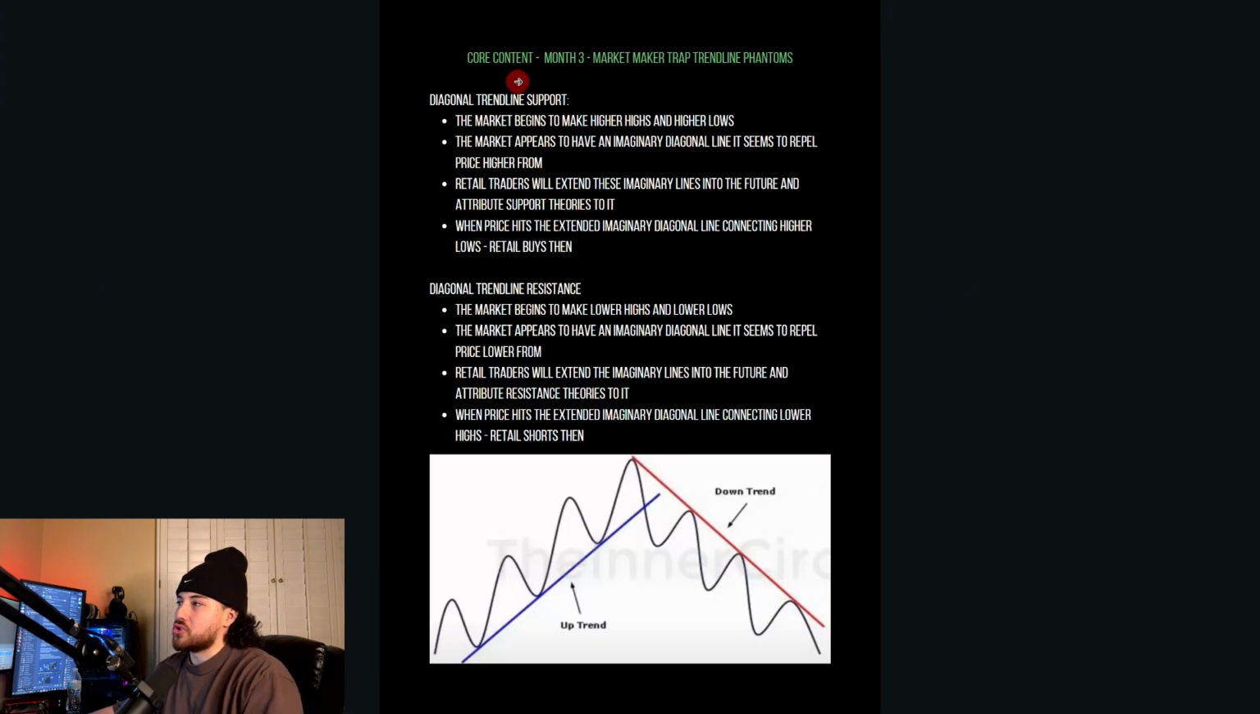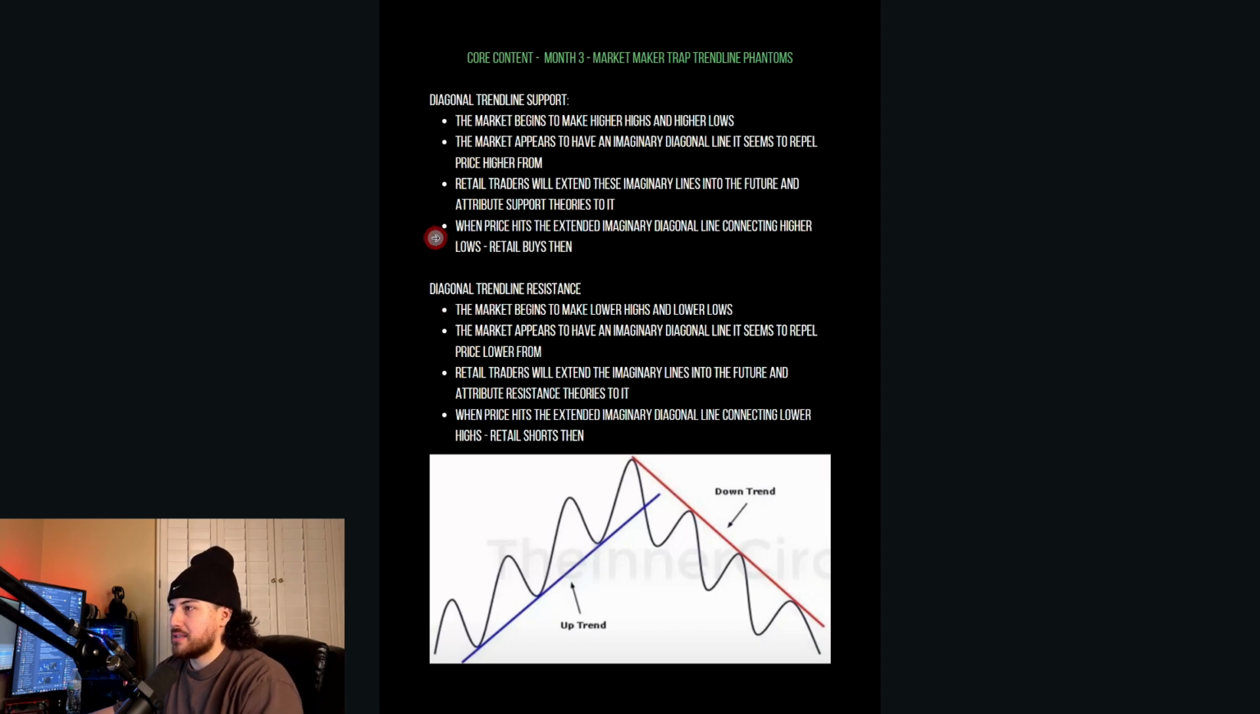Month 3, market maker trap, trendline phantoms, diagonal trendline support. The market begins to make higher highs and higher lows. The market appears to have an imaginary diagonal line it seems to repel price higher from. Retail traders will extend these imaginary lines into the future and attribute support theories to it. When price hits the extended imaginary diagonal line connecting higher lows, retail buys then.